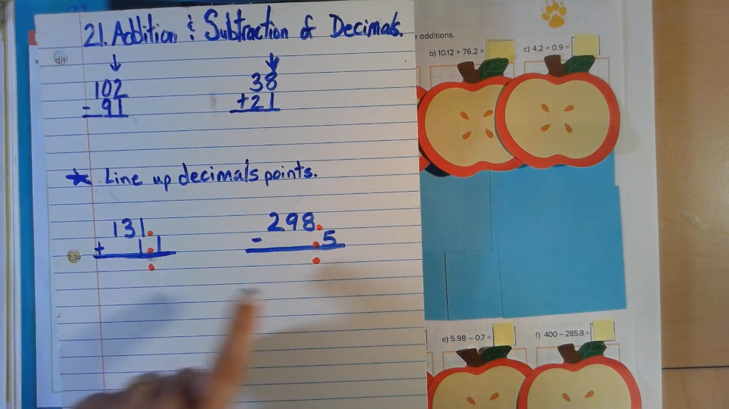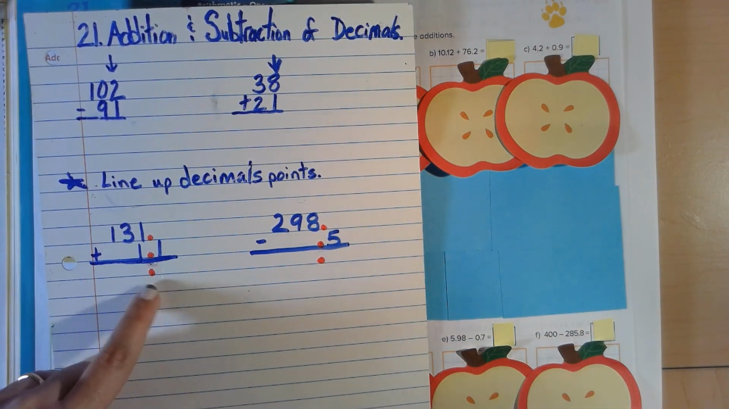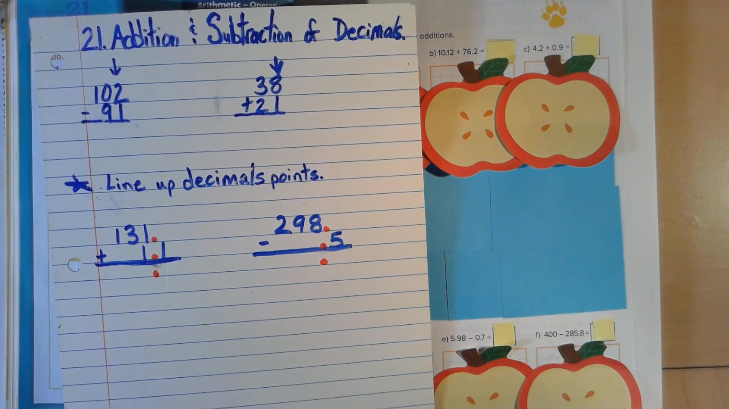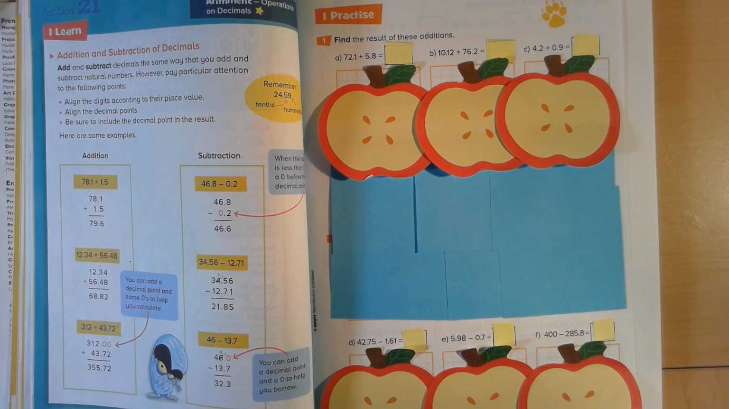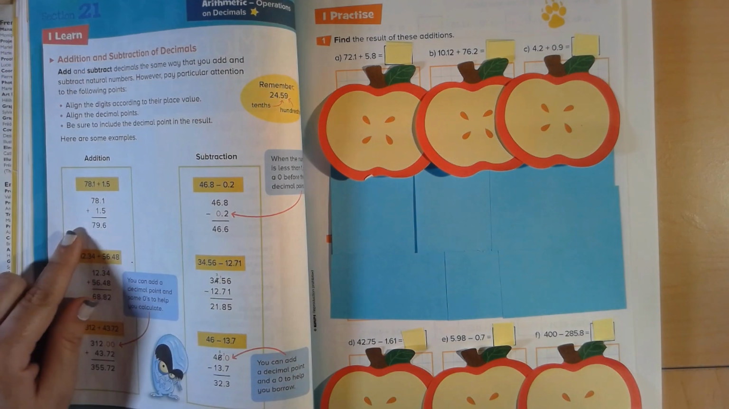I made them red here. You don't want to leave off your decimal point, so I do it right away so I don't forget. I think you can remember that. I know you can remember that.